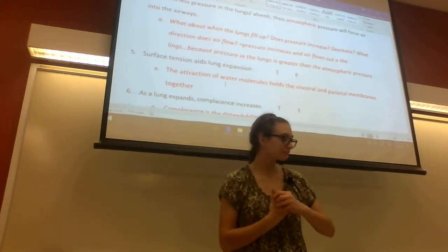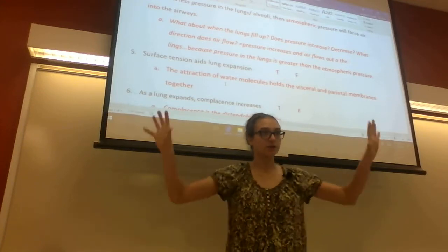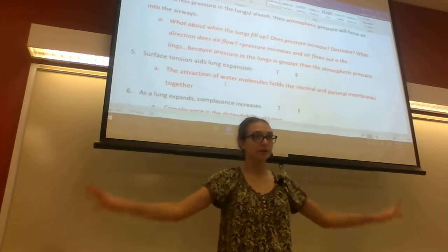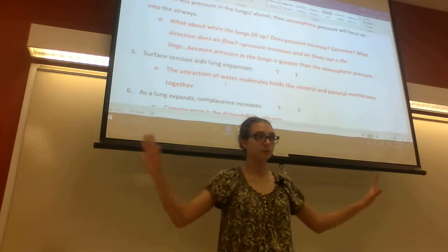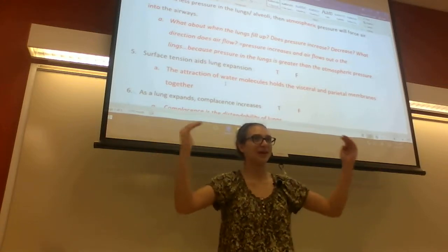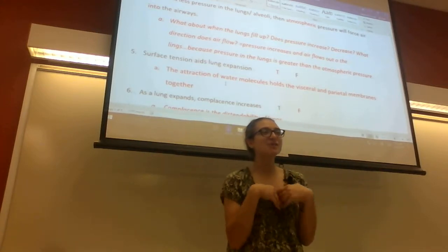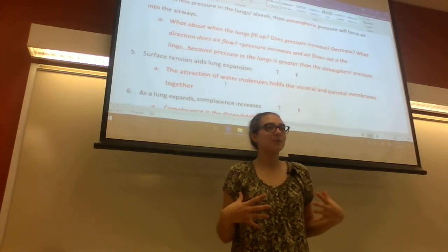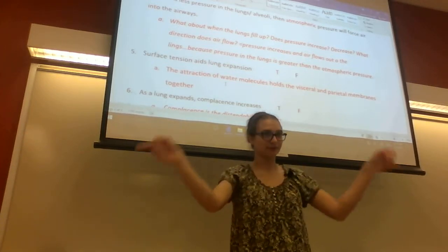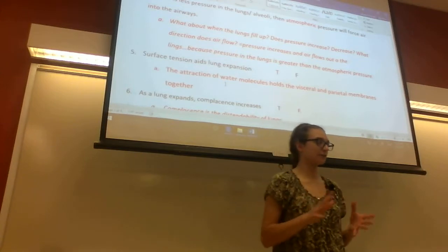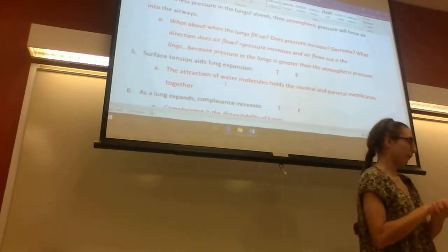So let's do it quick. If there's high pressure out here and low pressure in the lungs, where will air move? Into the lungs. And if you have a lot of pressure in your lungs, where will air go? Out. Right. So just understand that portion of it.